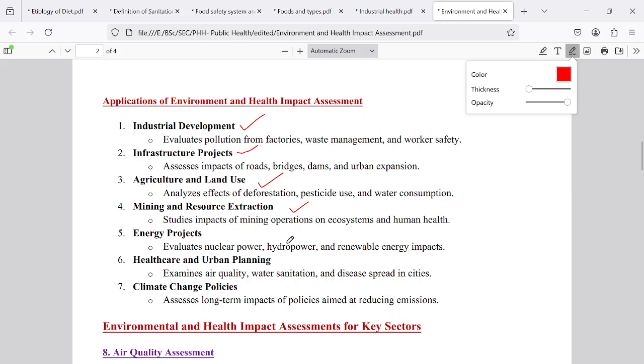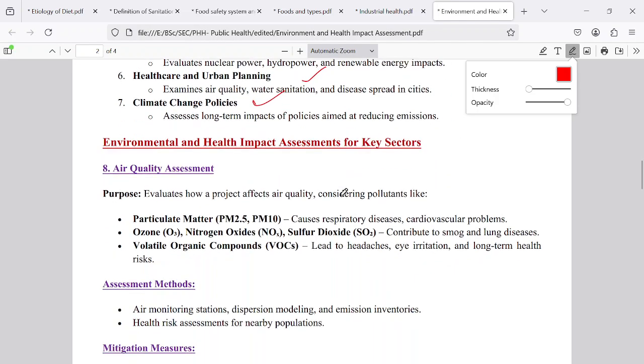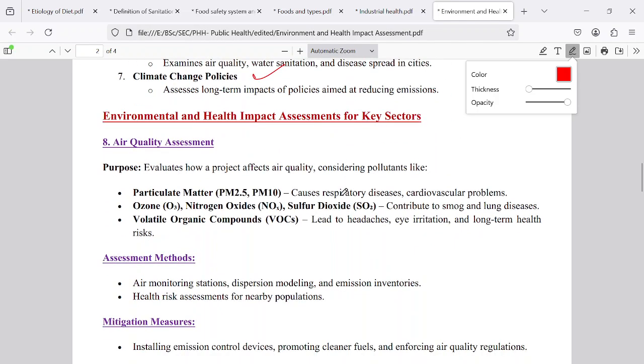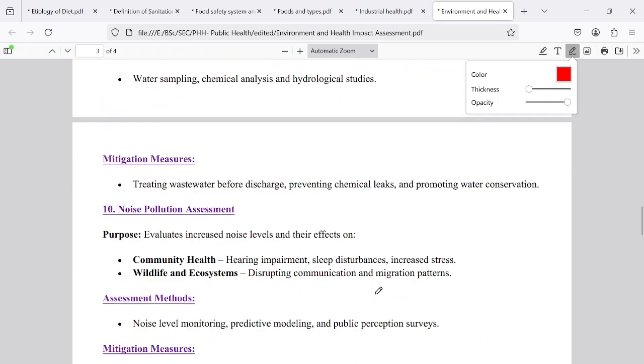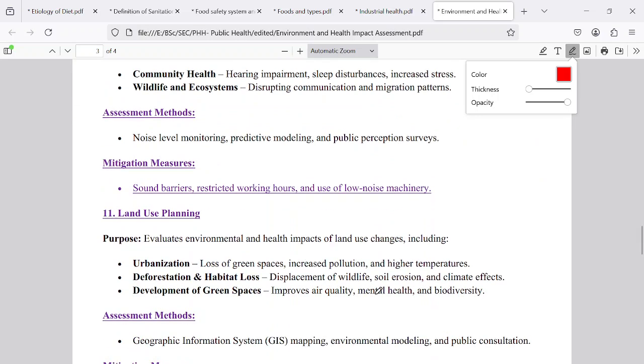Then energy projects, health care and urban planning are very important nowadays and emerging. Climate change policies are also a very important thing to be assessed. Then environmental and health impact assessments include air quality assessment, and the different assessment methods are water quality assessment and noise pollution assessment.